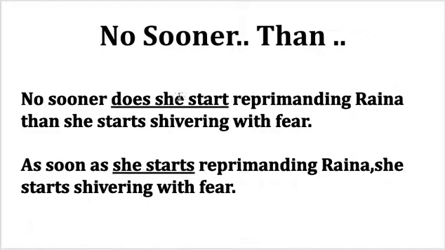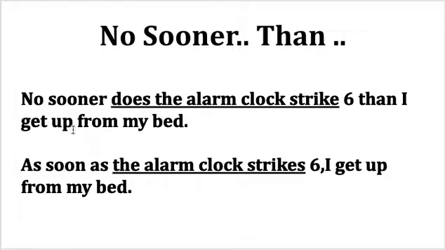Here I've used the helping word "does" because of the third person subject "she". Had it been some other subject like "I", I would have used "do". So you have to use it according to the subject in the sentence. No sooner does she start reprimanding Raina than she starts shivering with fear. Let's use the same sentence with "as soon as": as soon as she starts reprimanding Raina, it means one is scolding Raina, she starts shivering with fear. So remember this.